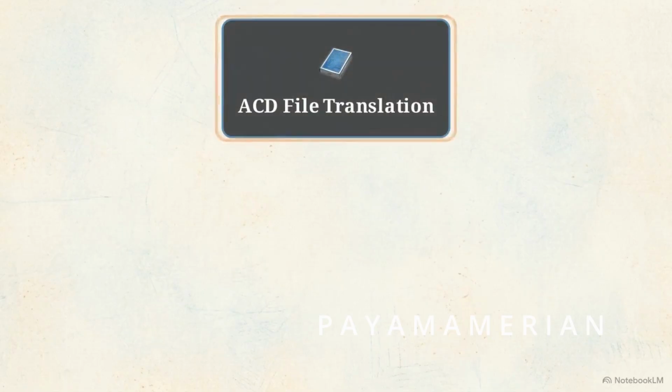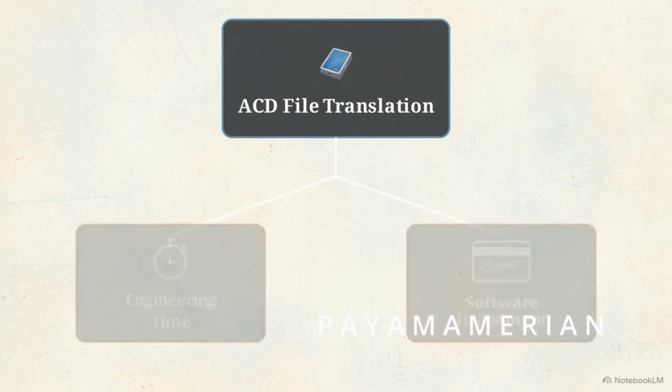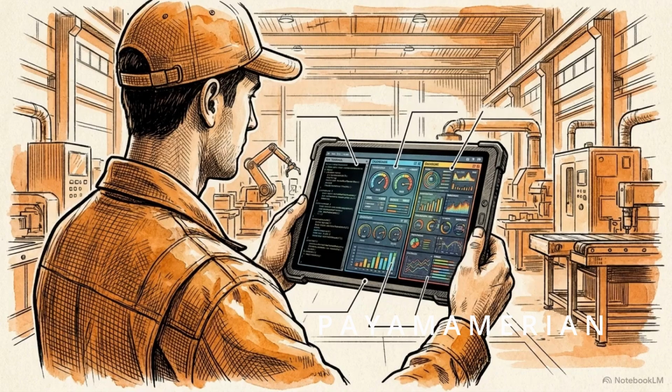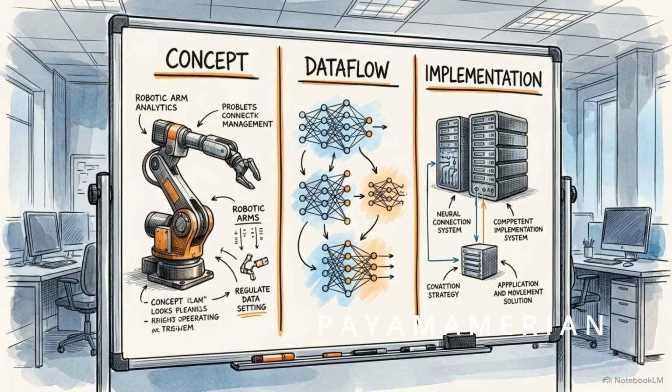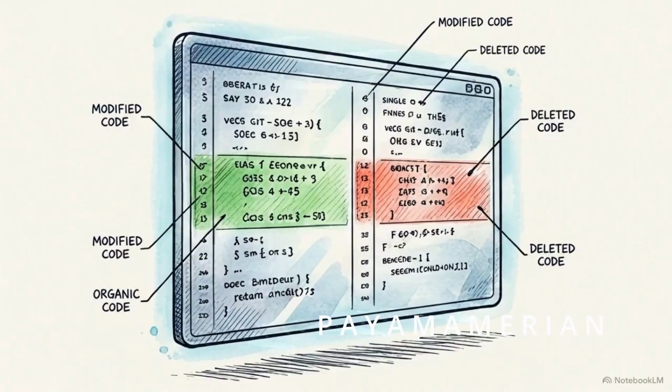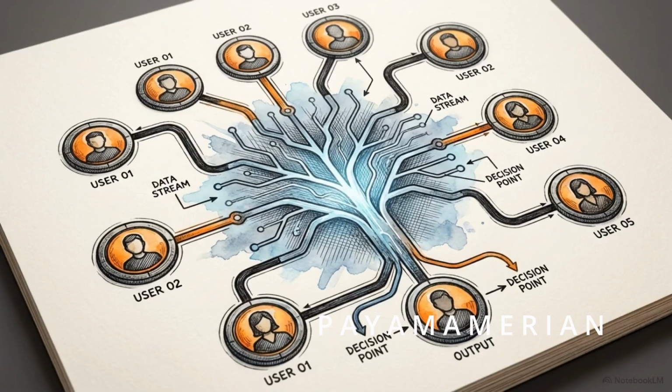Successfully translating a proprietary binary file into readable, trackable logic requires a choice. You either spend engineering time or you spend software money. The market offers distinct tiers of solutions. The one you choose depends on how much visual clarity your team needs. There are three main paths: free command line workarounds, web-based visualizer tools, and enterprise industrial DevOps platforms.